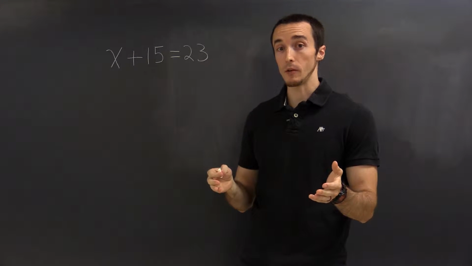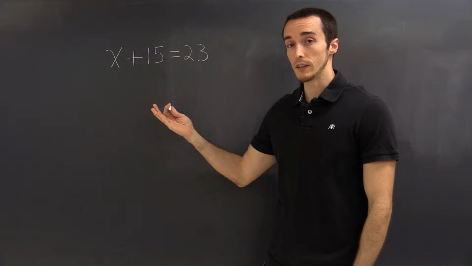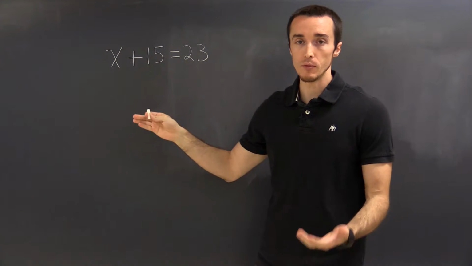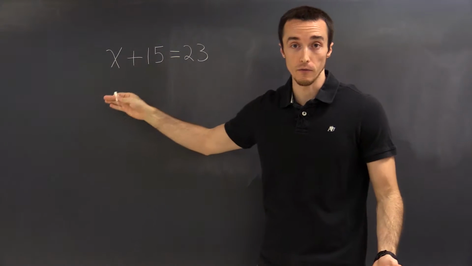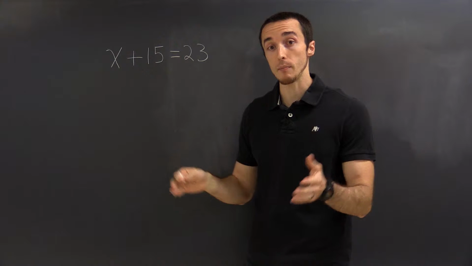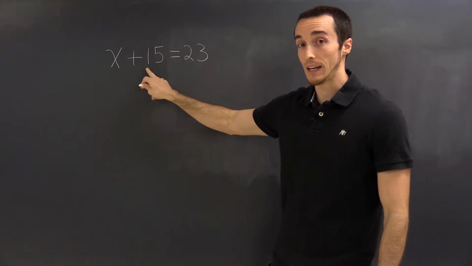Okay, so one-step equations get their name because obviously they can be solved in one step. Here's a good example. X plus 15 equals 23. Now the objective, of course, is to solve for x, your variable, and we're going to do that using inverse operations. So the first step is to figure out what is happening to x. In this case, we're adding 15.